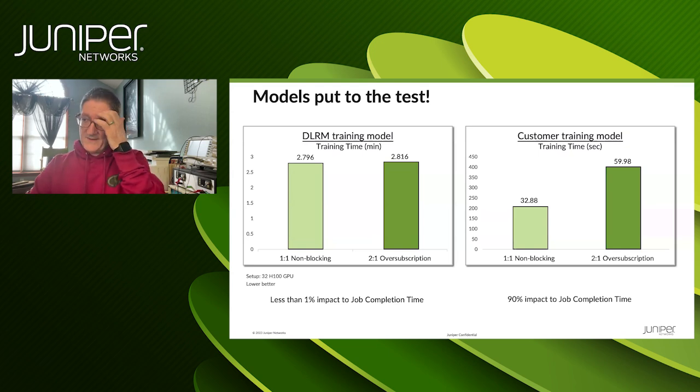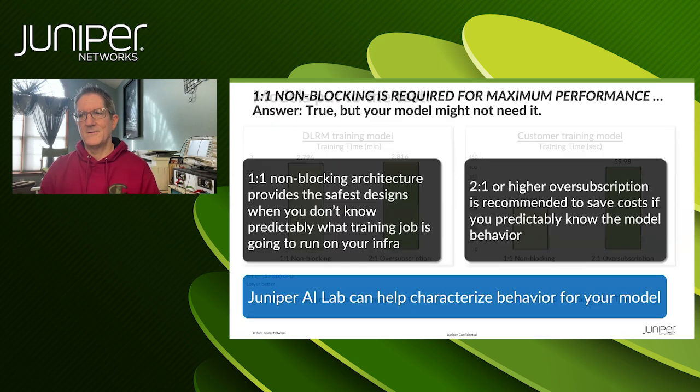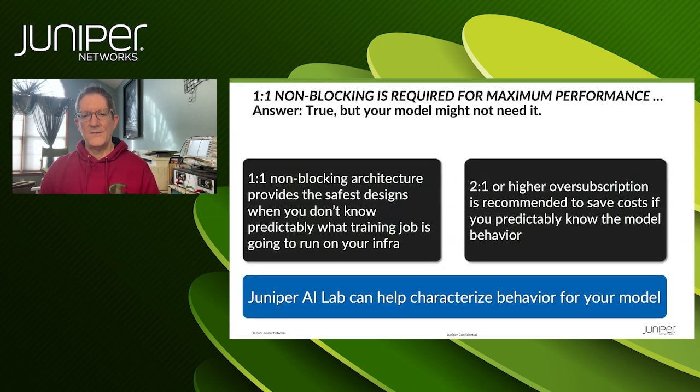In this case, we ran the customer model, and we saw almost double the time when we went to an oversubscribed spine. This was also a little bit surprising, that we could get two completely opposite results. One is that, yeah, it doesn't matter if you're oversubscribed. And the other one is that, oh, it matters a whole lot that you're oversubscribed. So again, you really have to understand your model and whether your model can tolerate that oversubscription or not.